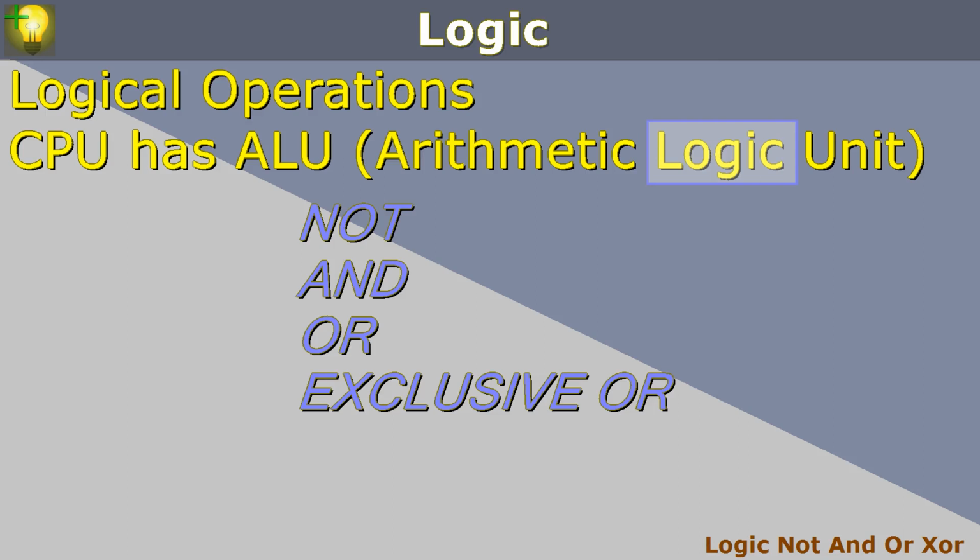Your CPU has an arithmetic logic unit. So besides doing addition, subtracting, multiplication, and division, it's able to do inversion, ANDing, or exclusive OR. These are separate functions that are used quite often, and every programming language has these hardware equivalent functions.